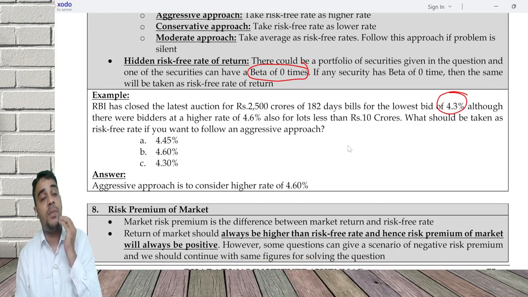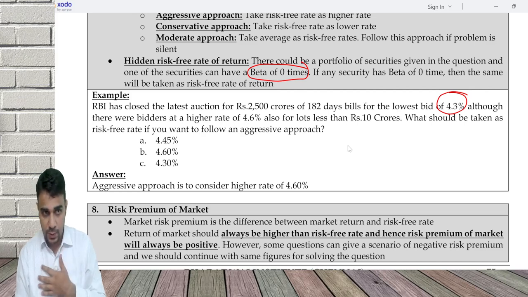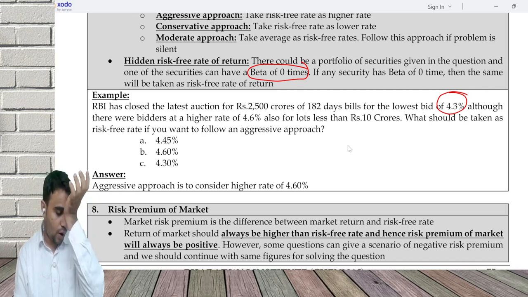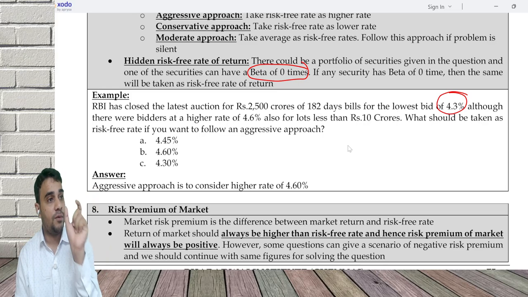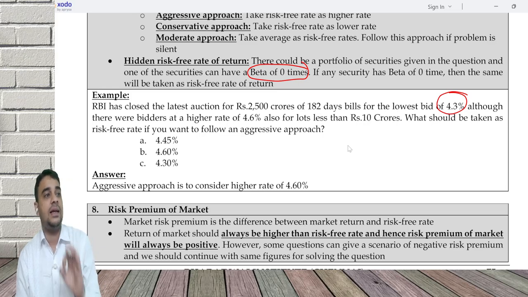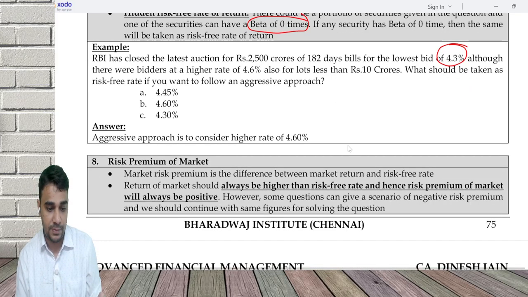Risk premium of market. What is the risk premium of market? It is the difference between RM and RF. In a normal situation, RM has to be more than RF. We will see one or two questions like what happened when we did your Sharpe and Treynor, where we saw negative values for Sharpe and Treynor. There was one problem where RM minus RF was negative. That is, RM is 8 and RF is at 10. That's a rare possibility, but a question can give that also. So your risk premium of market can technically turn out to be negative. Extremely rare scenario, but yeah, possible.